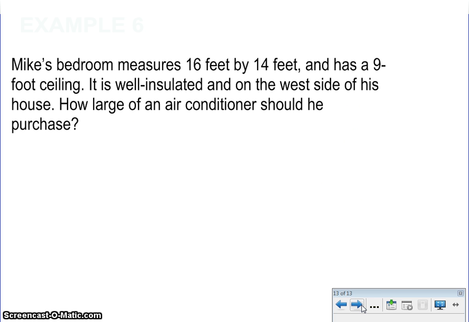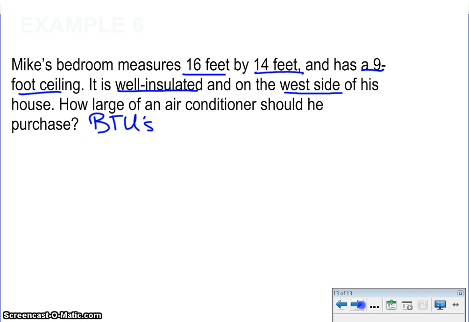All right, we have one more example, number 6. So let's go ahead and go through that. It says Mike's bedroom measures 16 feet by 14 feet and 9 feet tall. It's well insulated and it's on the west side of his house. How large of an air conditioner should we purchase? So here we're going to enter into our British thermal units, or BTUs. We have a formula that we use to find what size of air conditioning he needs.